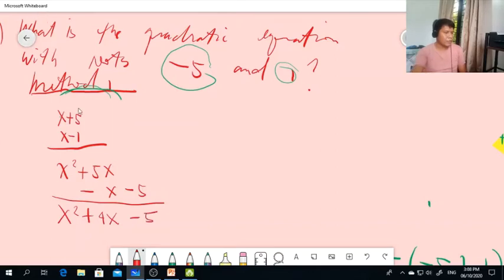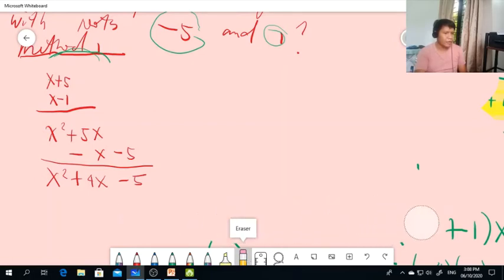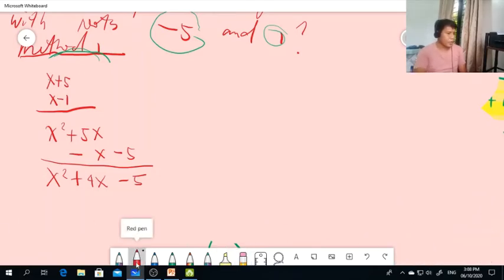Therefore, the quadratic equation having the roots -5 and +1 is x squared plus 4x minus 5, and that's equal to 0. So this is your quadratic equation.